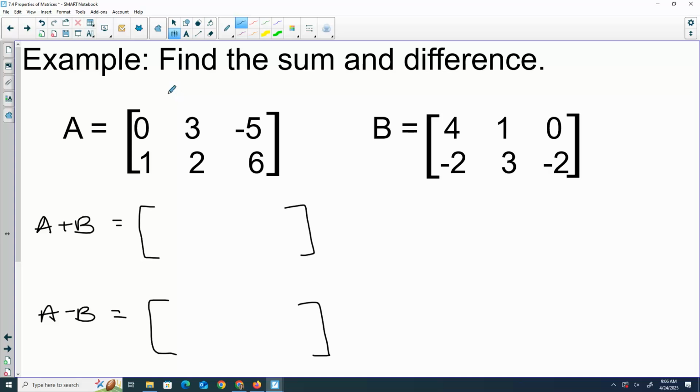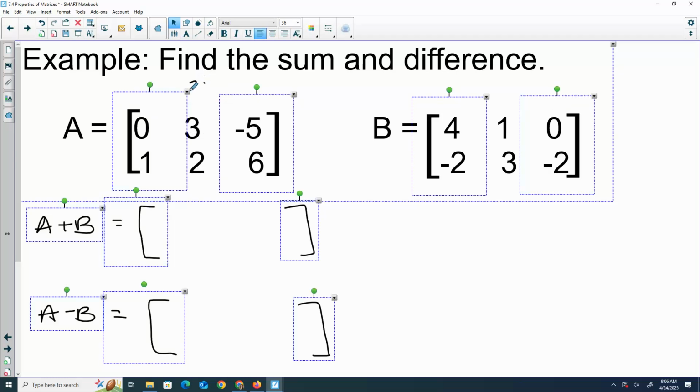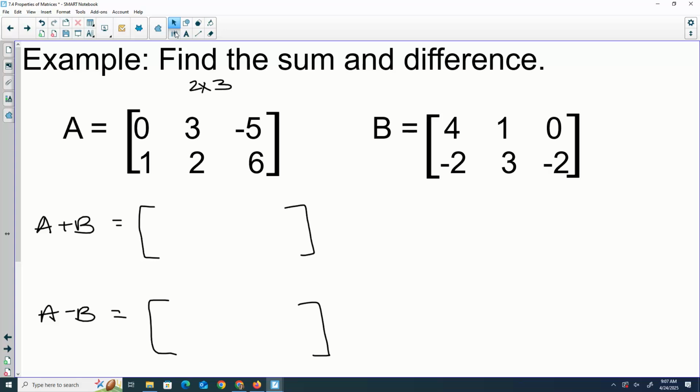What size is matrix A? Ooh, 2 by 3. Because it's 2 rows, 3 columns. Matrix B, 2 by 3. Since they're the same, we can add and subtract. If they weren't, you would just say no solution. We couldn't combine. Alright, so first row, 0 plus 4 is 4.